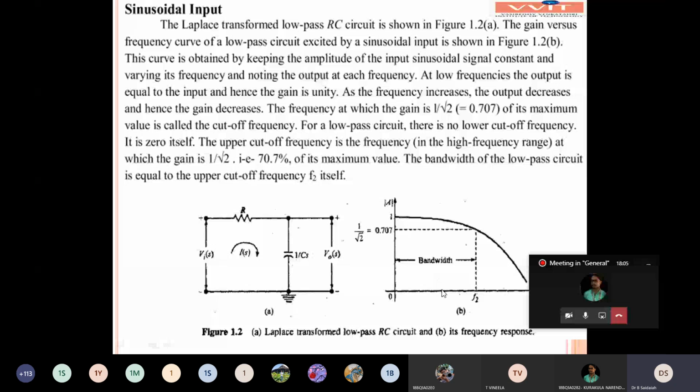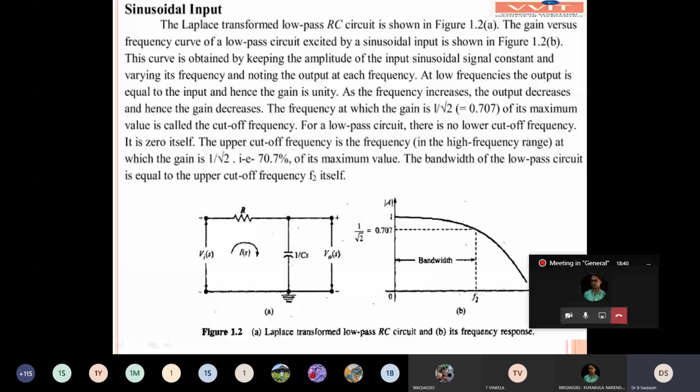As the frequency values are increased from the function generator, the output voltage amplitude decreases. Whenever the frequency increases, the output voltage value decreases. The output voltage decreasing means the gain also decreases, because gain A equals V naught by Vi. That means the voltage gain is proportional to V naught. So if the output voltage decreases, the gain also decreases.